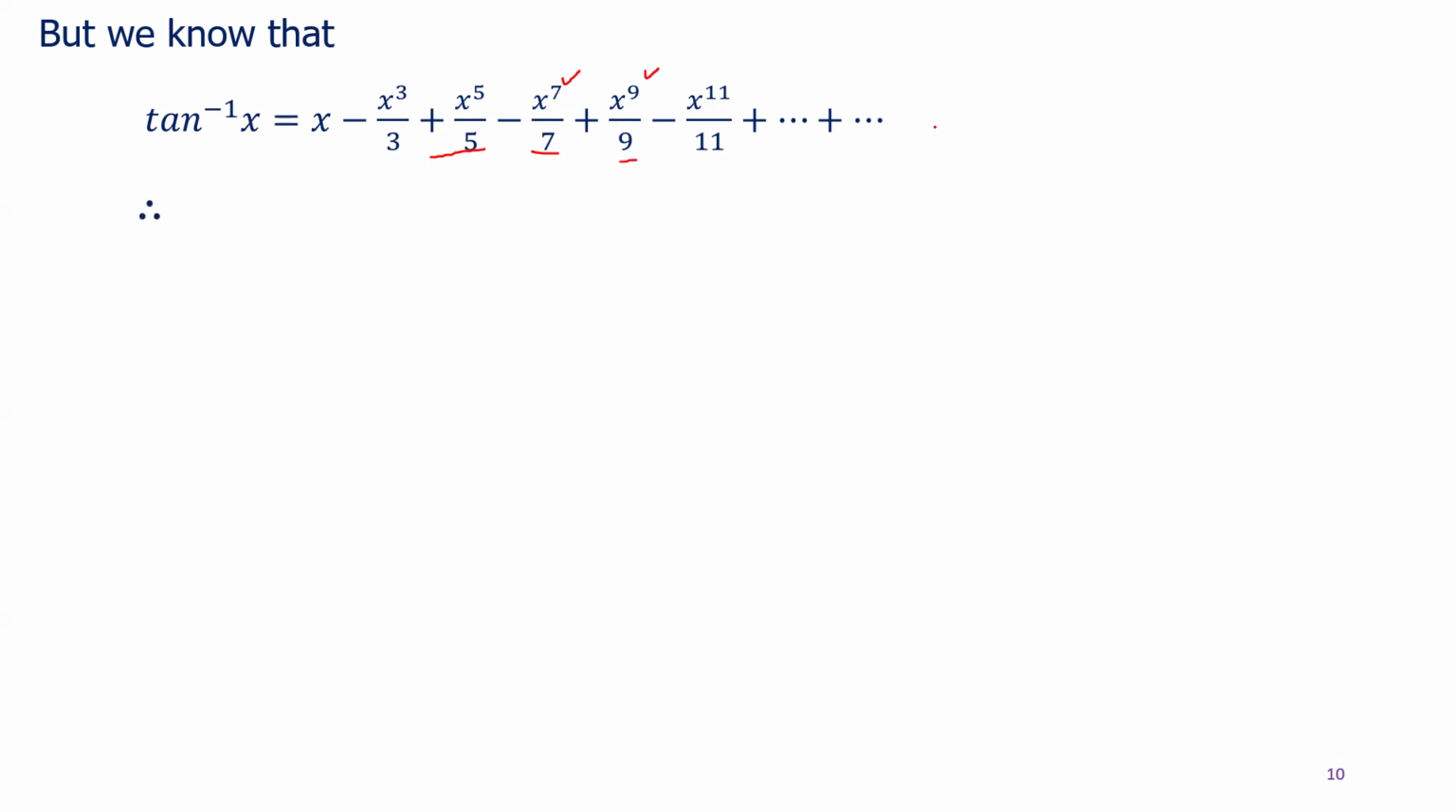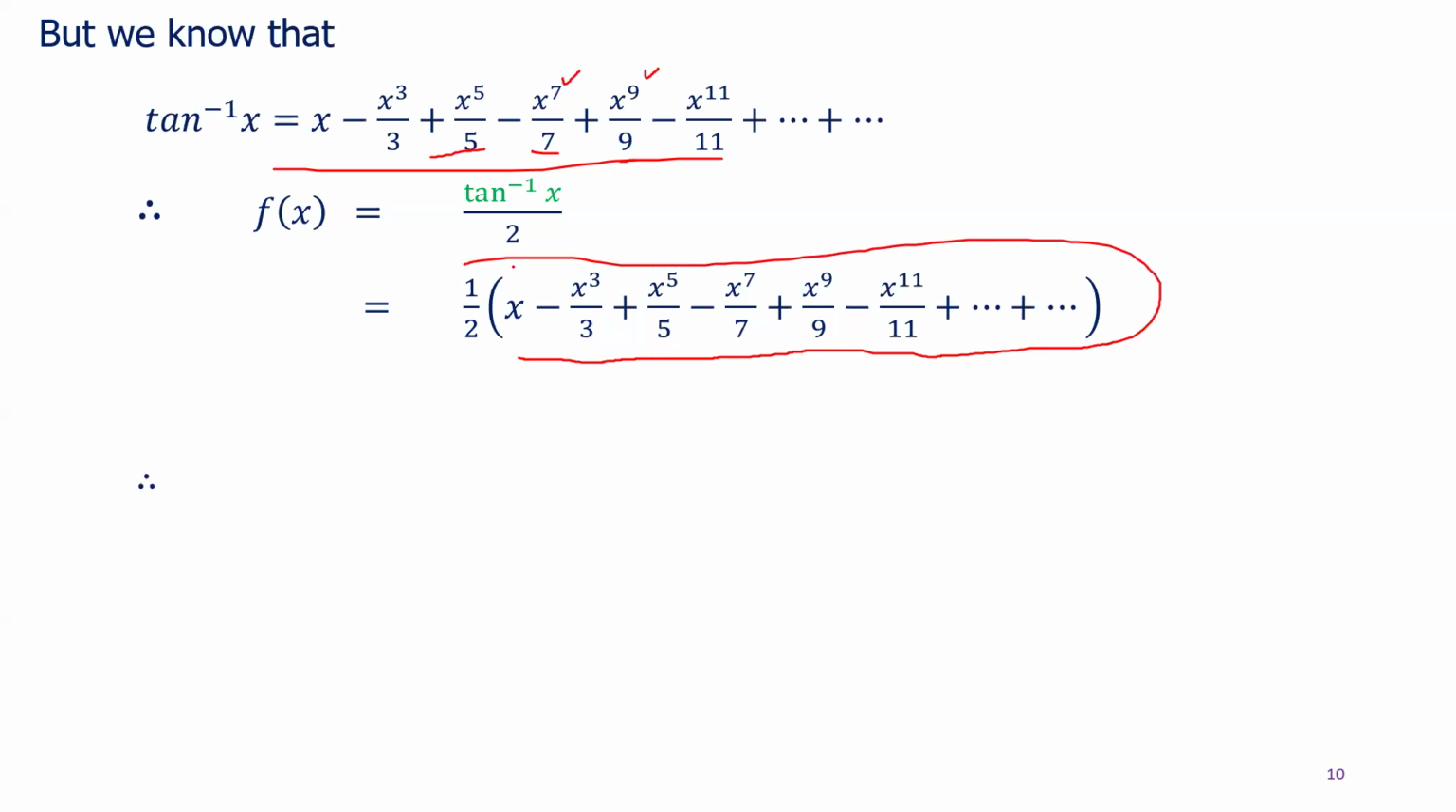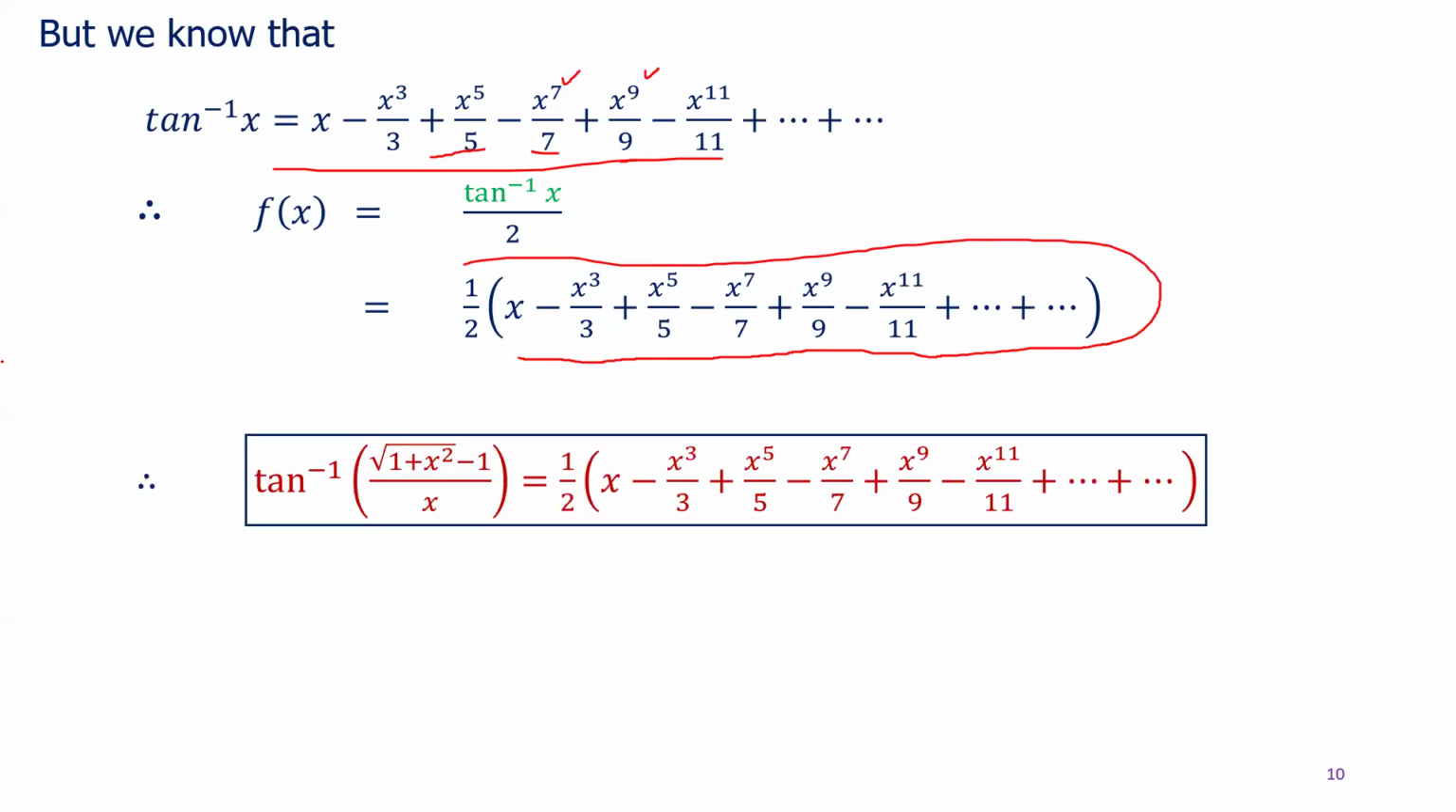So now if we substitute all these values, we are able to write down f of x equal to 1 upon 2 times of this value, x minus x cube upon 3 plus x to the power 5 upon 5 minus x to the power 7 upon 7 plus x to the power 9 upon 9 minus x to the power 11 upon 11, and so on. So this is the expansion of tan inverse of (root of 1 plus x square minus 1) upon x.